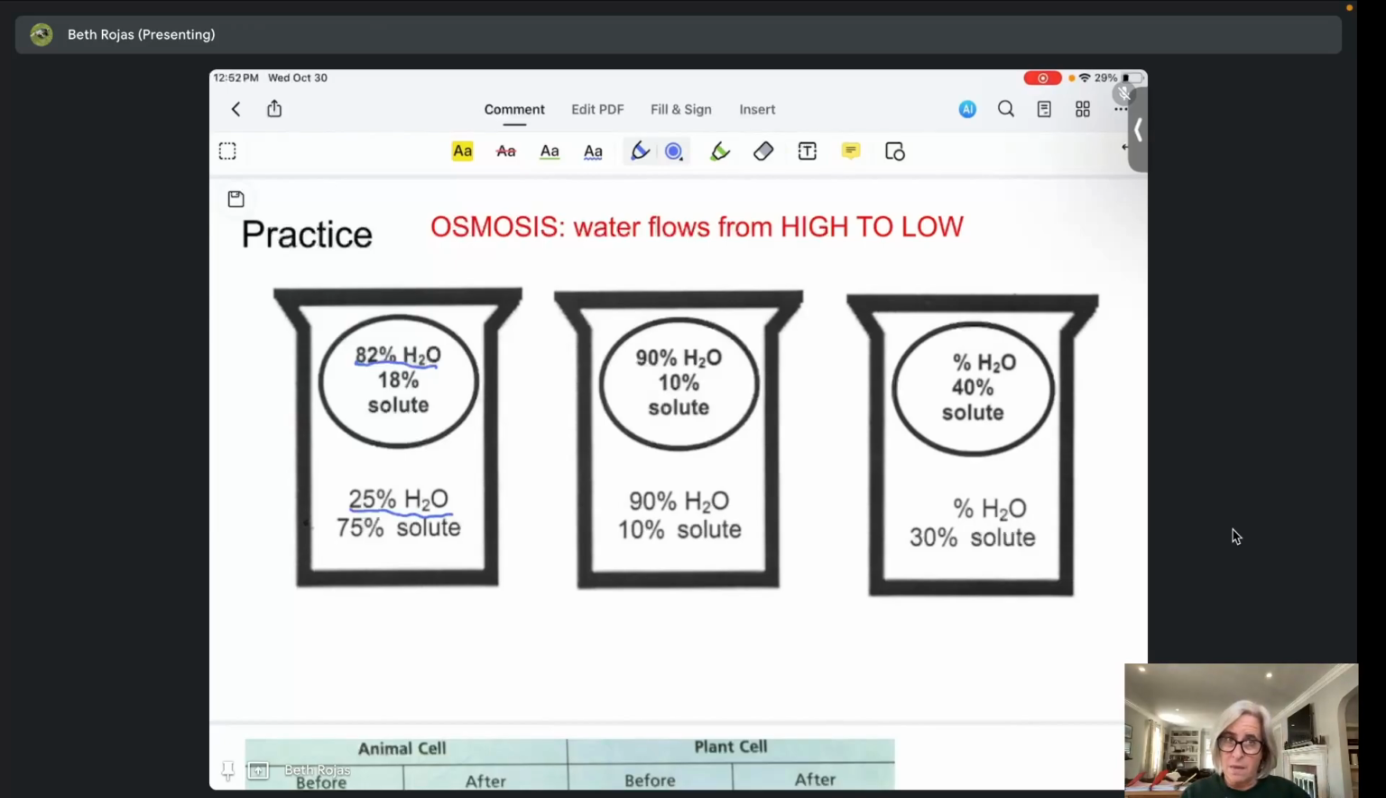And okay, that's number 1. Number 2, water always moves from high to low. That's the definition of osmosis. So because there's 82 in and only 25 out, the water is going to move out of the cell. And when water moves out of the cell, that is called a hypertonic solution. The cell will shrink and get smaller.